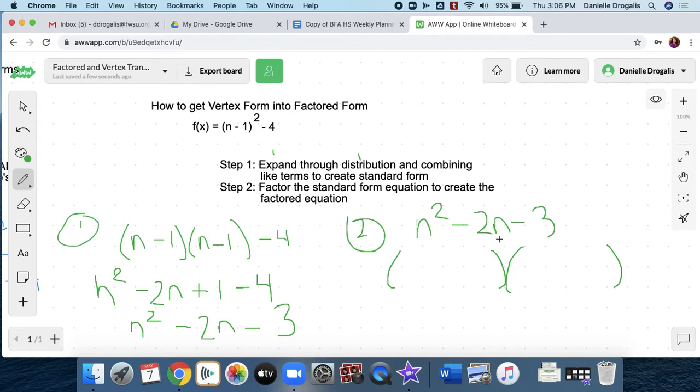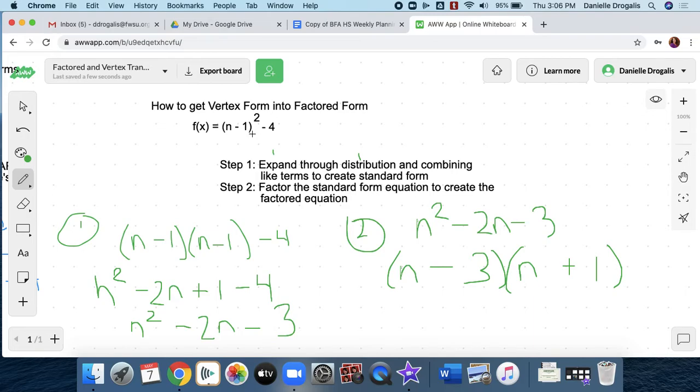So n squared minus 2n minus 3, we're putting into factored form, n and n. 3 and 1 are the only factors of 3, but what's nice about it is not only do they multiply to 3, but they'll add to a 2 if I handle the signs correctly. So I need these two numbers to add together to make a negative 2. So that means I need a negative 3 and a positive 1. And there is our factored version of the same quadratic that's represented by this vertex equation up above.